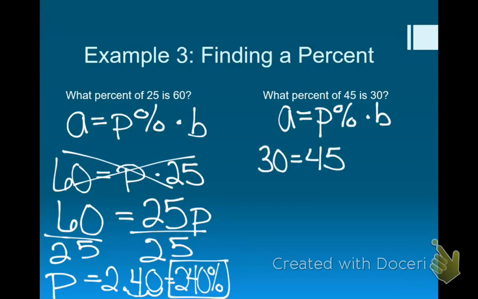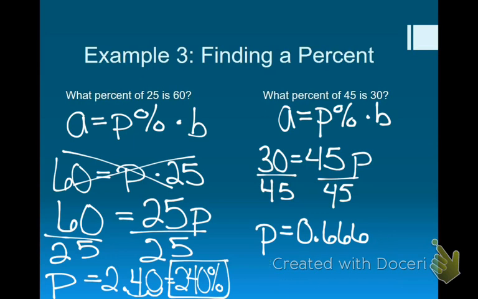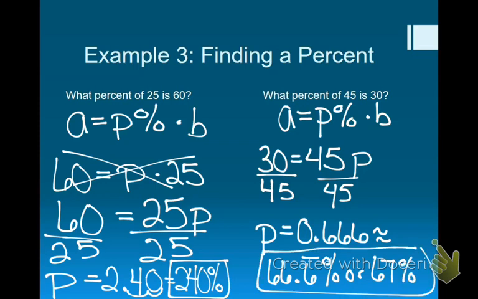All right, so A equals P percent times B. 30 equals 45P. Divide both sides by 45. And change. Now, I do want to point this out. You always go out 3 decimal places. If the decimal keeps on going, go out 3 decimal places and then move your decimal to change to a percentage. This is not the point where you round. Does everybody understand that? You change it to a percent, and then at that point, if it's a repeating percent, you can go ahead and round to the nearest whole percentage.